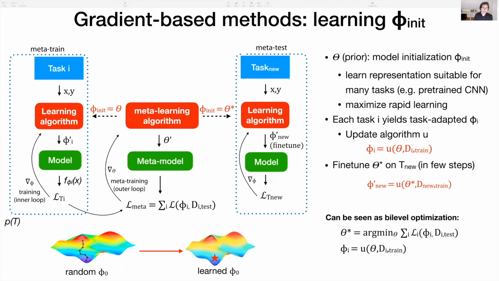Now, each task i we give will lead to a task-adapted phi i. And we use the loss based on that to update the meta parameters theta using gradient descent, and using an update rule that we can define based on meta parameters theta and the training set. And then after we have learned theta, we can still fine-tune it on the test task with the same update rule.